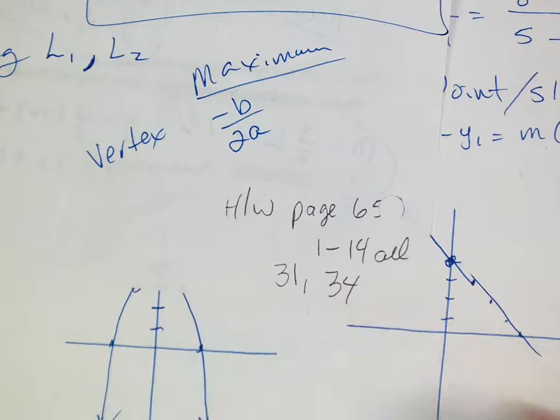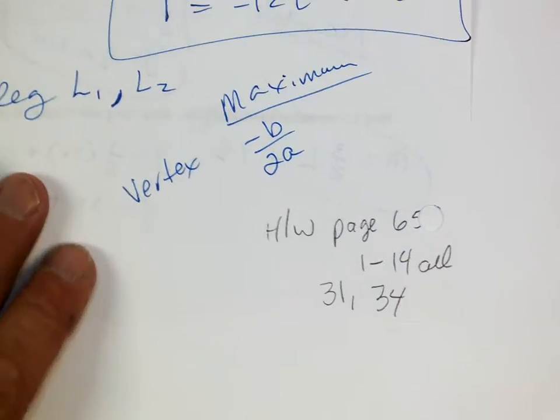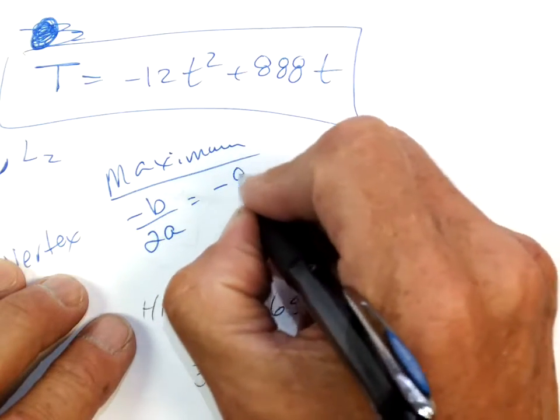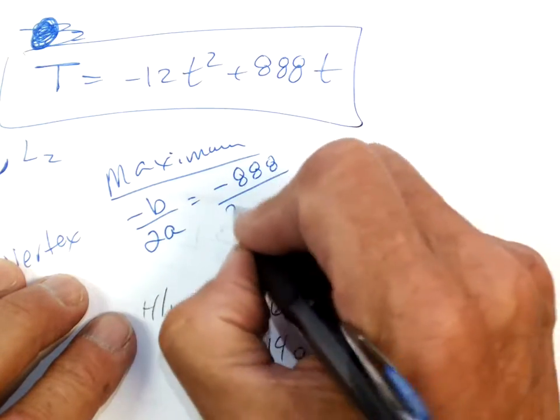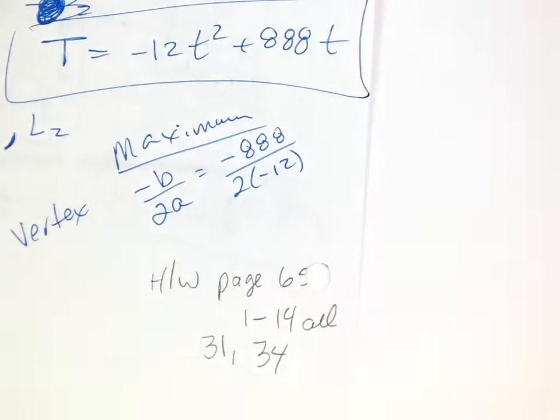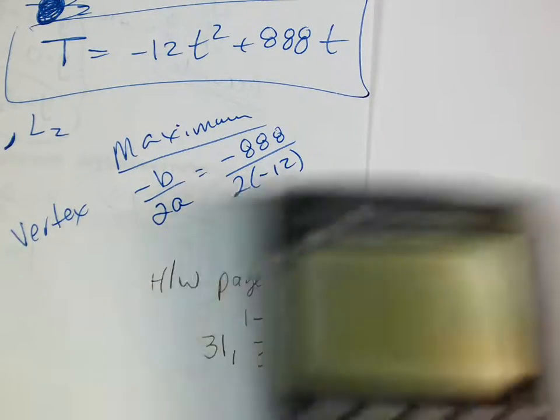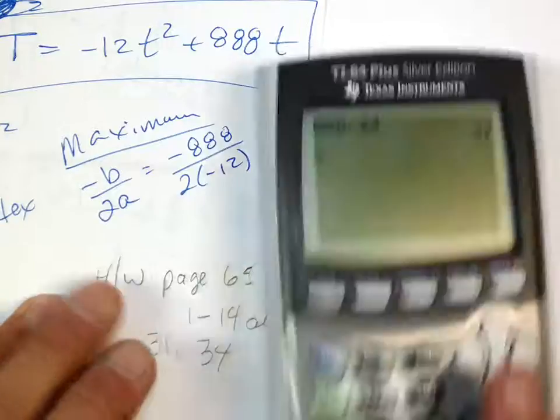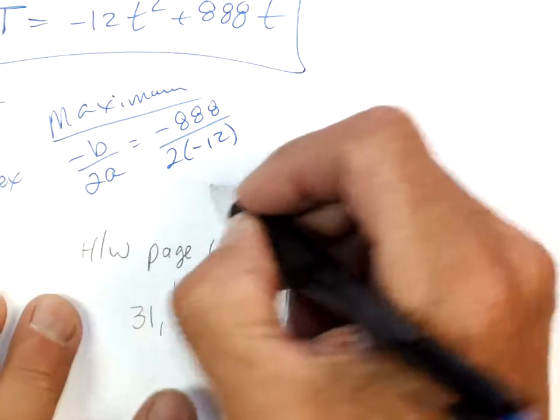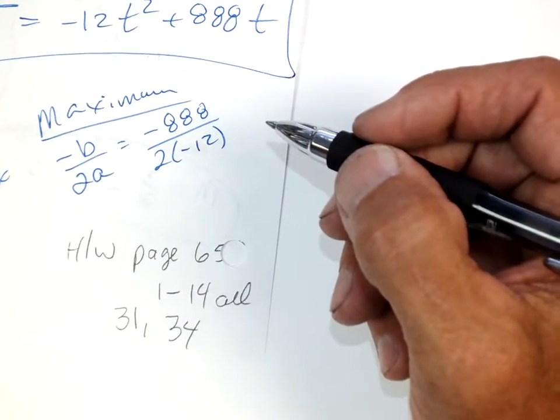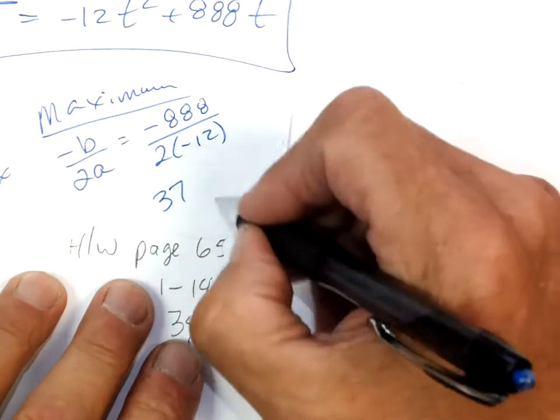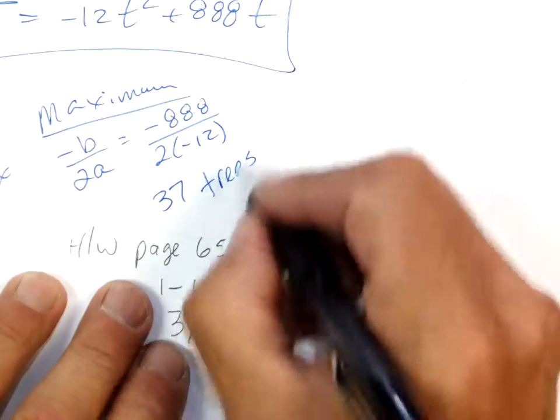So the vertex is going to be negative b over 2a, right? So I'm going to go negative 888 divided by 2 times negative 12, right? Let's see what I get for an answer. I'm going to go 888 divided by 24. I get 37. Well, I just canceled both negatives. So I got 37 trees, right? I need 37 trees, right?